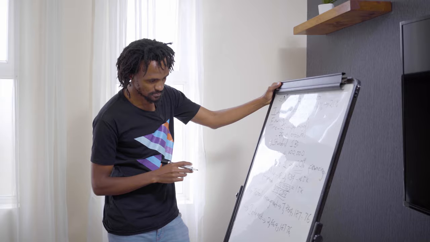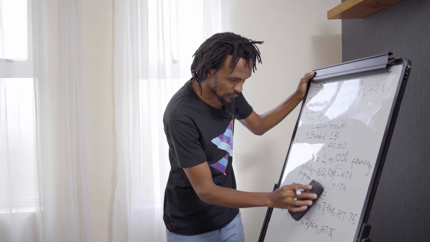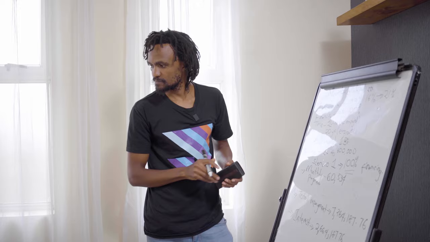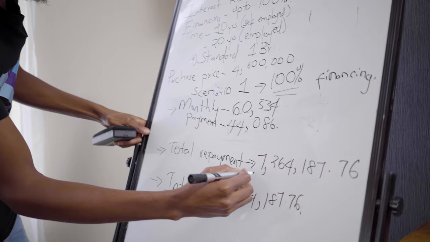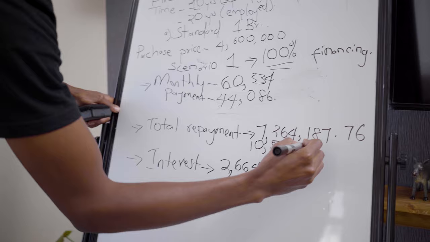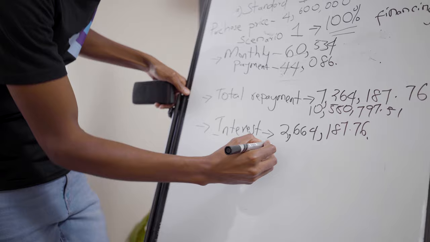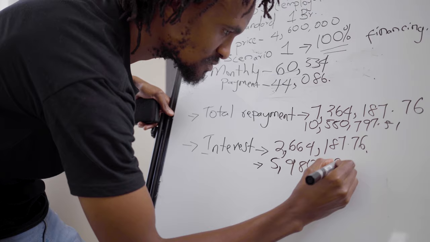So now, a person who was self-employed was paying 60,534. An employed person for 20 years will be paying 44,086.66. Total repayments, you will spend 10,580,797.51. The total interest is 5,980,797.51. That's too much.